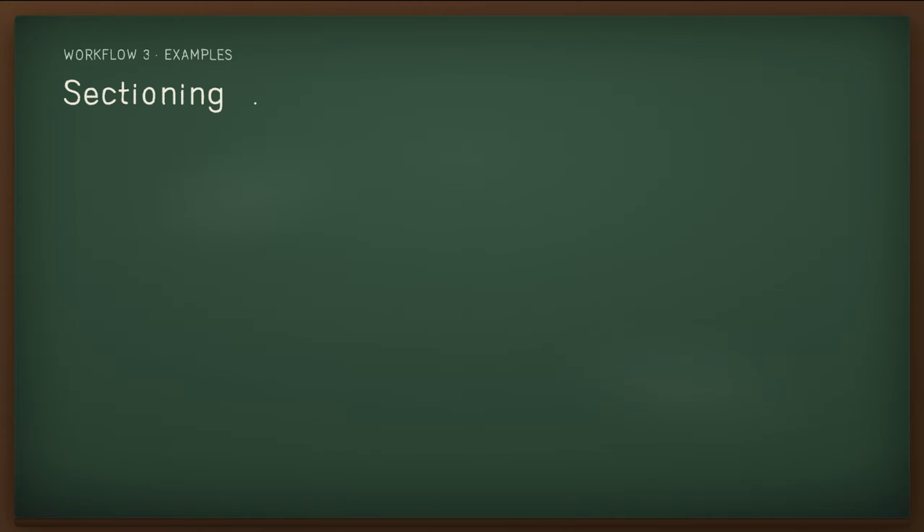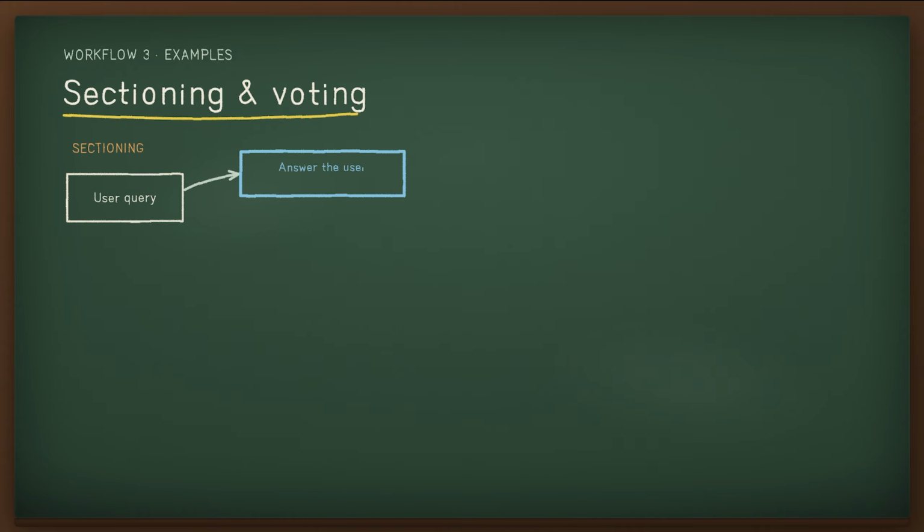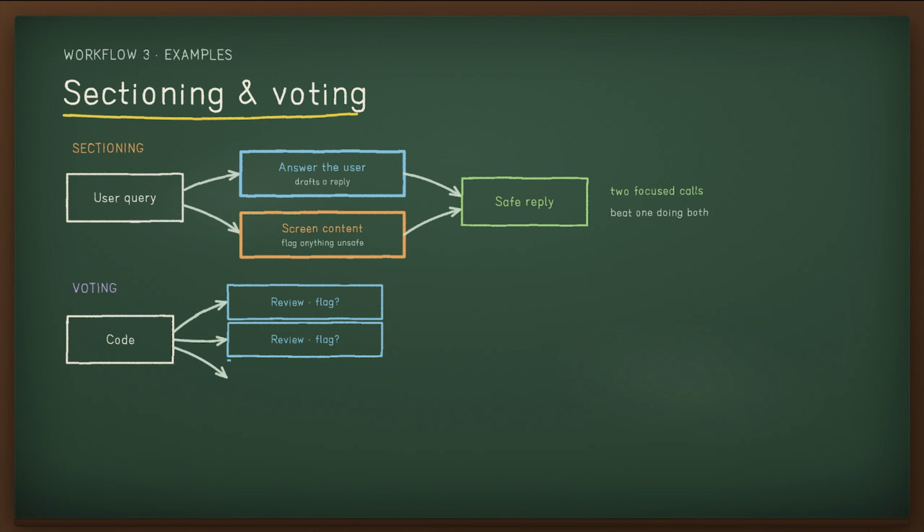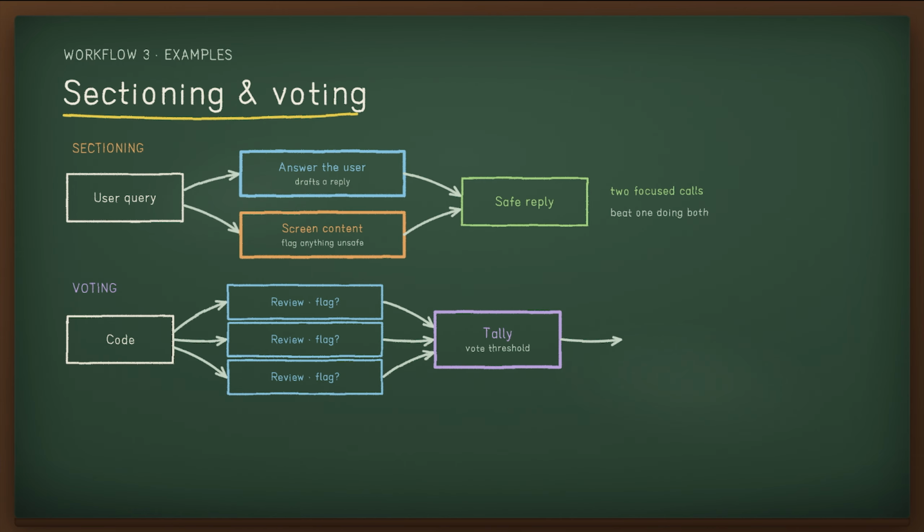Sectioning example. One model answers the user while another screens for inappropriate content. That beats asking one call to do both. Voting example. Several prompts review code for vulnerabilities, each flagging problems with vote thresholds tuned to balance false positives and negatives.